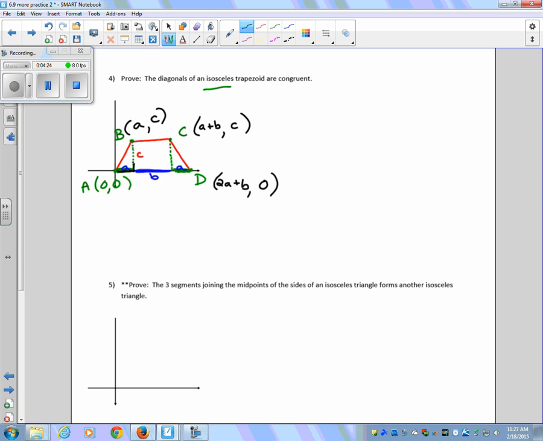So you can see that no matter how you position it, whether you have a point on the origin or not, if you establish the distances, that will dictate what your coordinates will be. Now we have to prove that the diagonals of an isosceles trapezoid are congruent. Which formula are we going to use? Diagonals are congruent. Distance, right? So we are going to use the distance formula. I want to establish that that's what we're using.